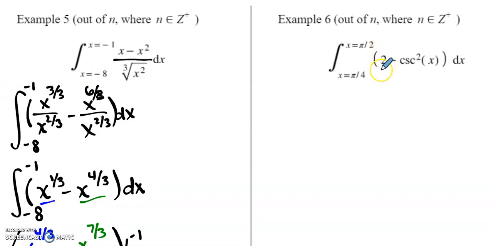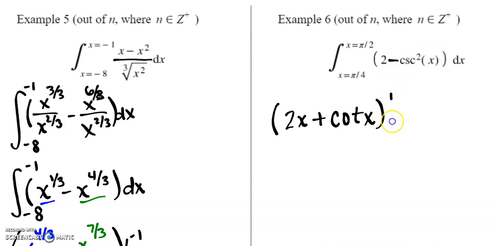So this one I can think about just as 2 separate pieces because we're just separated by subtraction. So the integral of 2 is just 2x. The integral of negative cosecant squared is going to be negative cotangent, but I actually want that to be positive because I want the negative to show up. And I'm going to evaluate from pi over 4 to pi over 2.